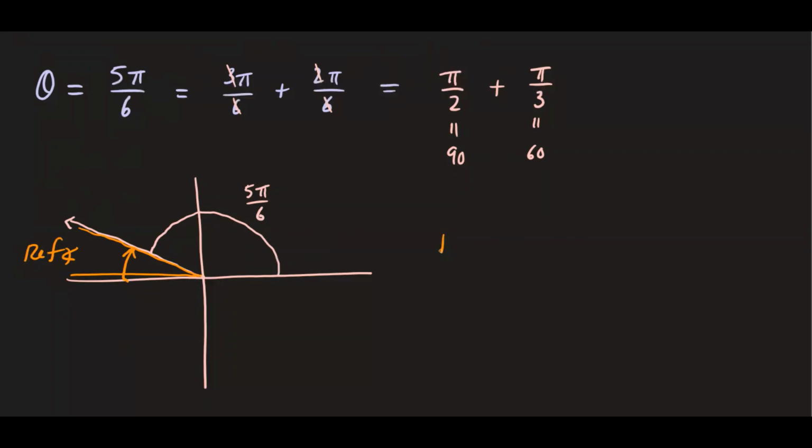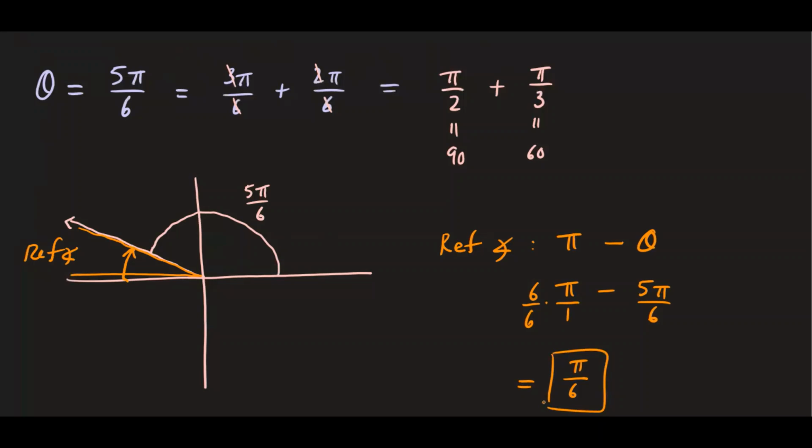We know the rule to find this angle: it's going to be pi take away theta. Well, theta is 5 pi over 6. So we do pi minus 5 pi over 6. And then by using common denominators, we multiply pi by 6 over 6. So we have our reference angle is pi over 6. So that is the reference angle in radians for 5 pi over 6.